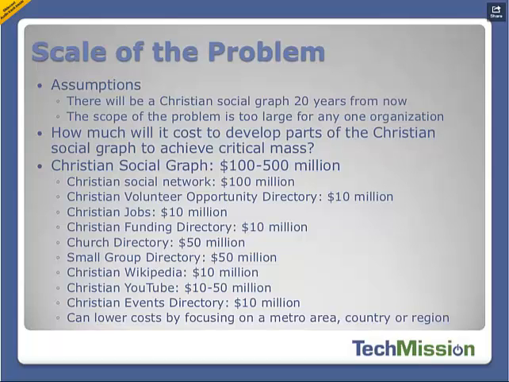It would take probably $50 million also to create a directory of every small group within a given country or globally, city by city. It would be great if I could search my city for every small group meeting in my city and find one that meets on Tuesday that is studying James or something. That would be great, but it's just too expensive. So that's the scale of the problem.